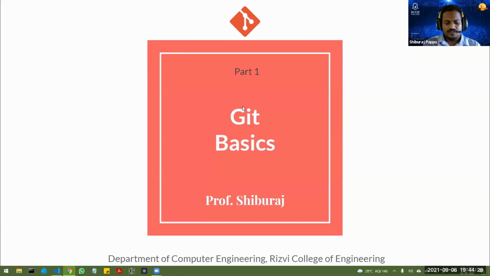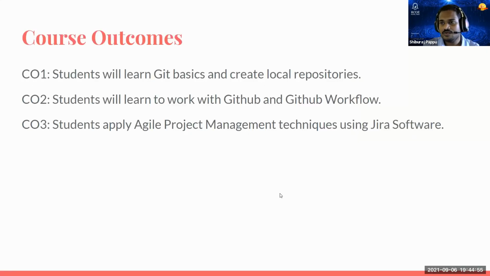So this particular session is the first part. This evaluated course is divided into 3 parts. The first part is basically the basics of Git. The second part is how to use GitHub. And the third part is about project management. Let me first get into the course outcomes.